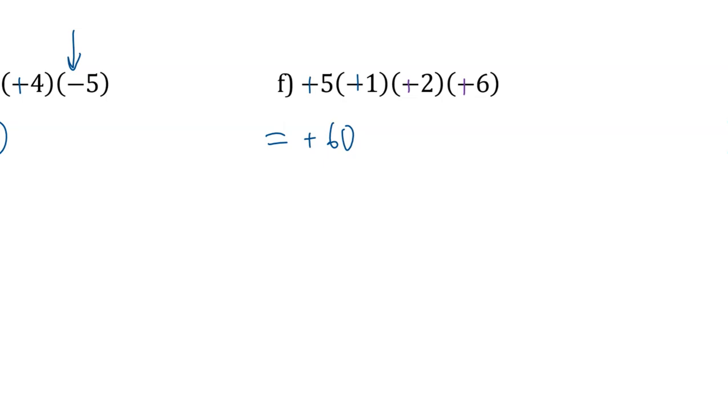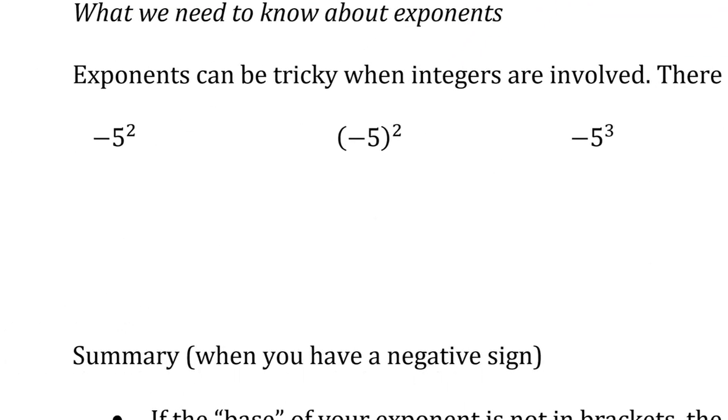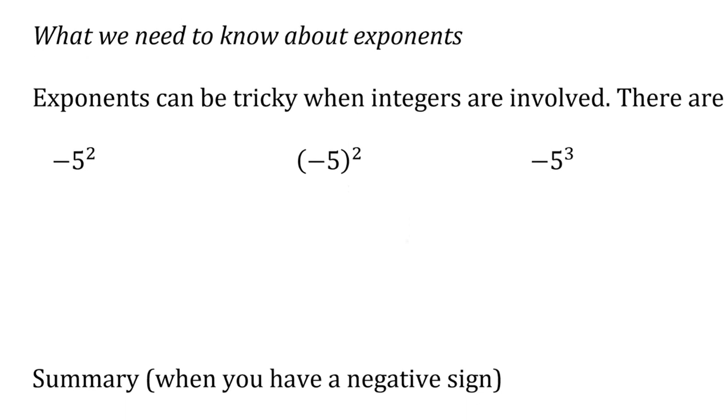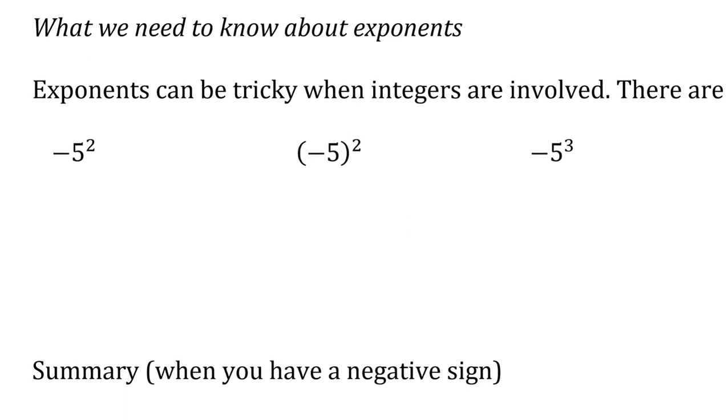How do you feel about that? Not too bad, right? Multiplying big numbers gets hard. We got calculators for that. But that rule, and then extending it to more than just 2 numbers, is the big takeaway from this. And then the last thing we're going to do is talk about exponents. And exponents can be tricky, in particular when integers are involved. So we're going to look at 4 examples to compare all the different situations that you can have.